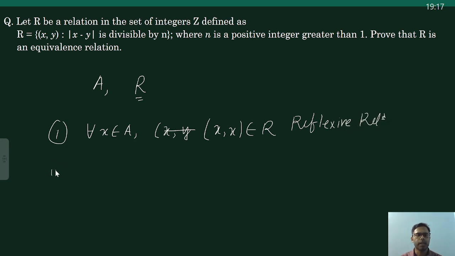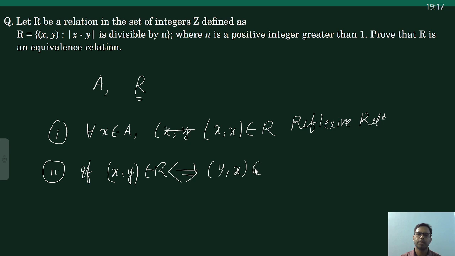And the second condition was: if the ordered pair (x, y) is in the relation R if and only if the ordered pair (y, x) also belongs to R. This is a bidirectional relation.